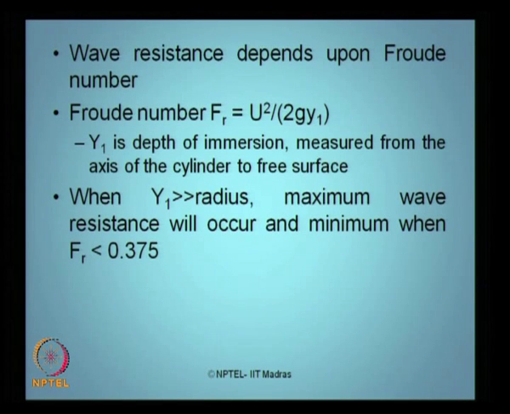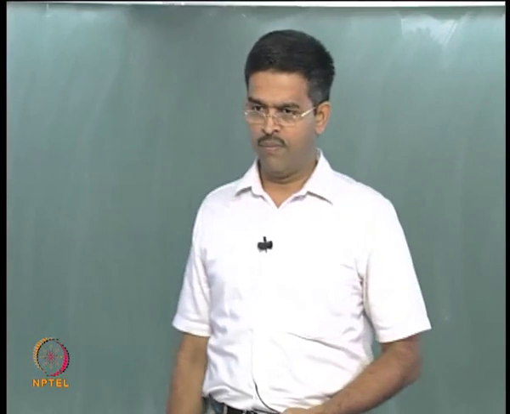The references for these are all given at the end of the slides, so you will understand where this has been borrowed from. If the radius is small compared to the depth of immersion measured from the axis of the cylinder with respect to the free surface, and that value is very large compared to the radius of the member, the resistance offered by the cylinder to the wave action will be the maximum.